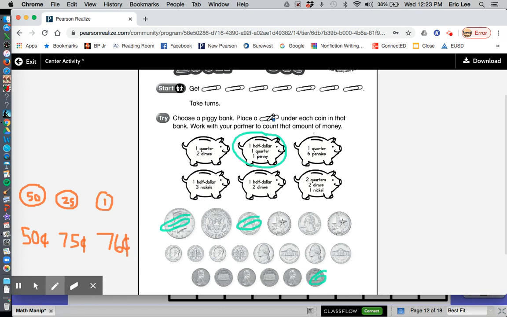And that's your job today. You're just going to play this game with a partner. It can be mom, dad, brother, sister, aunt, uncle, cat, dog. Not cat and dog. It has to be a human. But have fun with it.